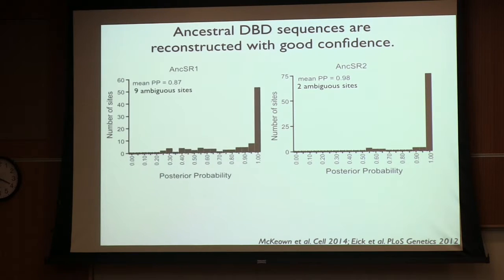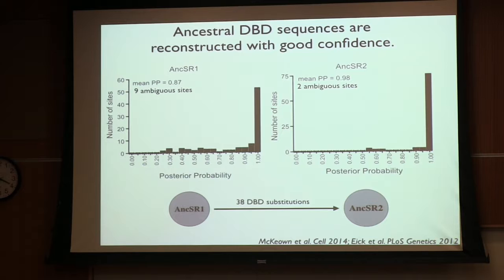SR1, the more ancient ancestor, is a little bit more diffuse in its reconstruction, but it's still a reasonably confident reconstruction. The mean posterior probability across sites is 0.87. There are nine sites that are ambiguous, and we're going to return to that uncertainty later. Now, these two proteins differ by 38 substitutions from each other in a domain that's 82 amino acids long. They flank one branch on the phylogeny, but that is a long branch post-duplication on which a lot of sequence evolution occurred.